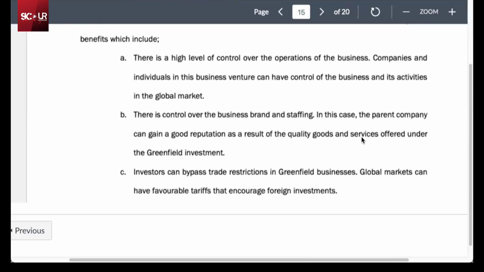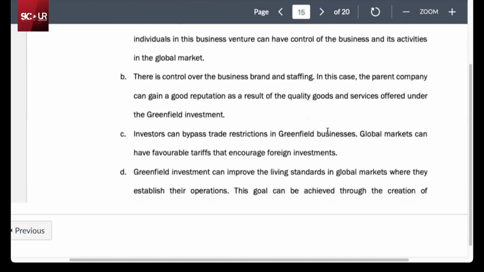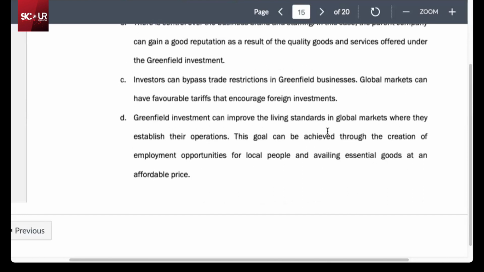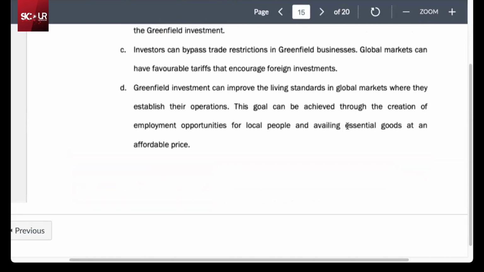If it has a good reputation in the host country, it can benefit the parent company. Investors can bypass trade restrictions in greenfield business. The global market has favorable tariffs that encourage foreign investment, and it can improve the living standards in the global market because it creates a lot of employment opportunities for local people, and also makes essential goods available at affordable prices.